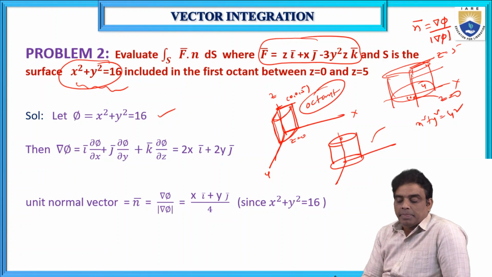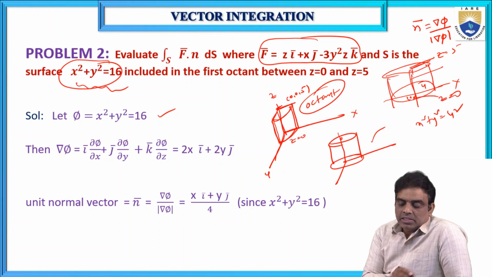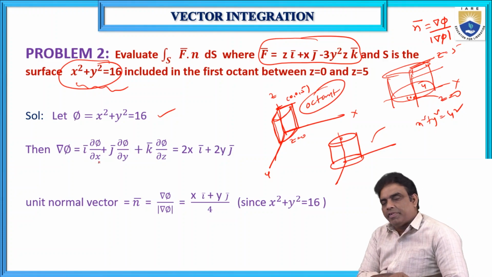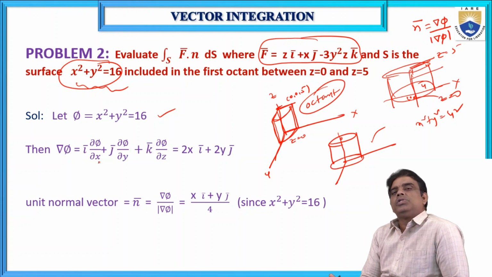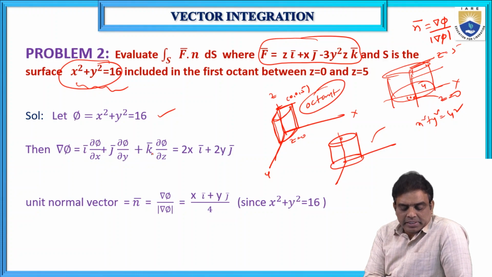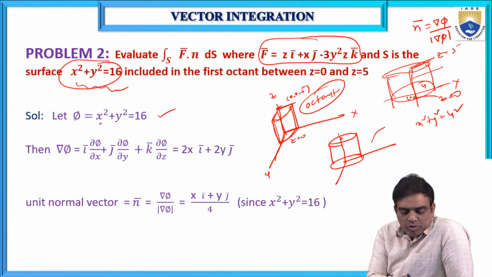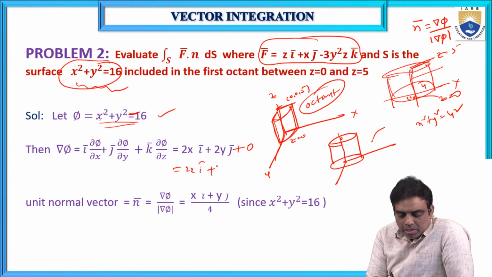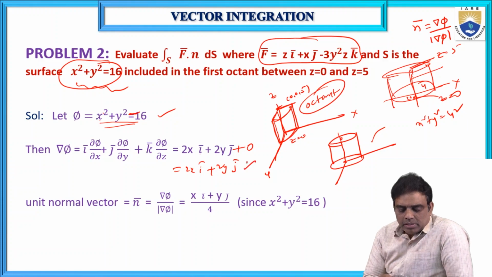So this is phi. First you need to find grad phi. The grad phi indicates the normal vector to the surface. So this is i bar dou phi by dou x plus j bar dou phi by dou y plus k bar dou phi by dou z. Dou phi by dou x is 2x, so 2x i bar. Dou phi by dou y is 2y, so 2y into j bar. Dou phi by dou z is 0, so plus 0. So you will get 2x into i bar plus 2y into j bar.